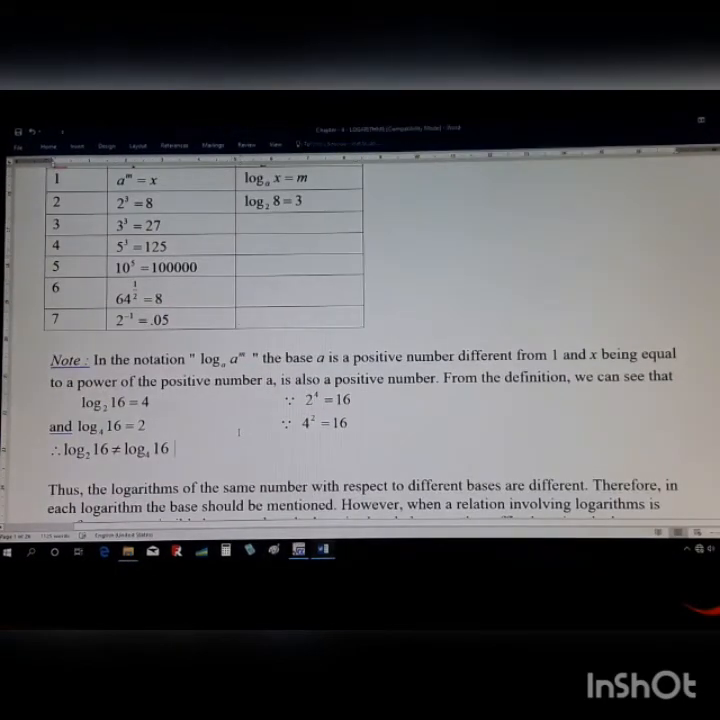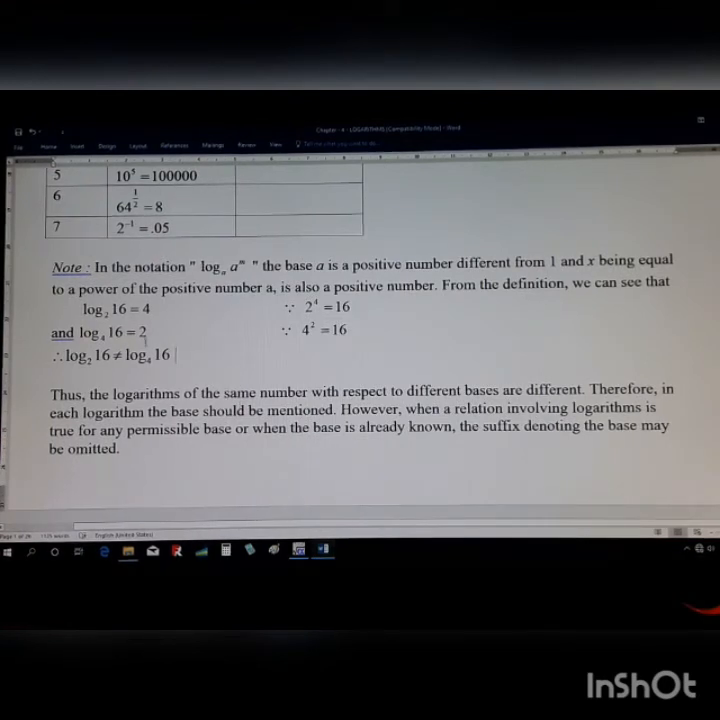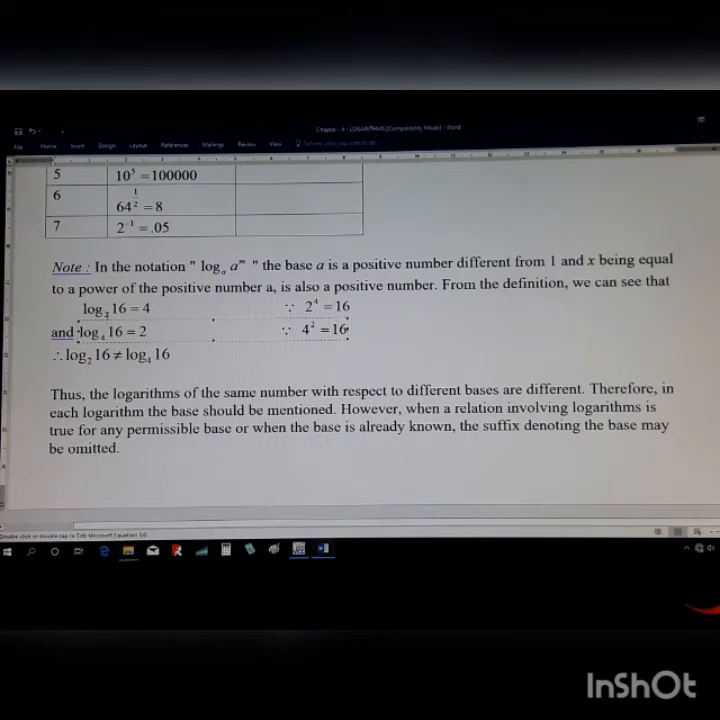Now let's go to this. If the bases are different, you can see the base is 2 here and the base is 4 here. For the same number, if you take logarithm of different bases, then the values are different. Now you can see here, same number 16, we are taking log, but the base over here is 2 and over here is 4, so the values are different, the reason being this one.